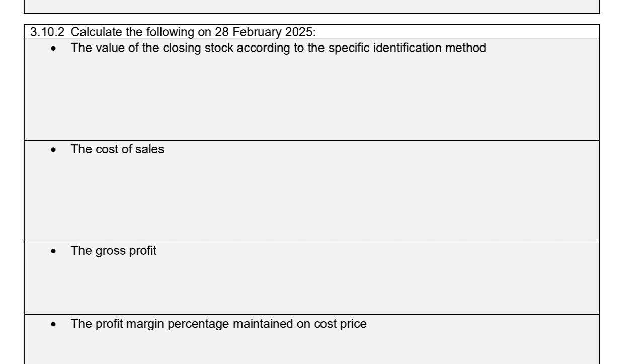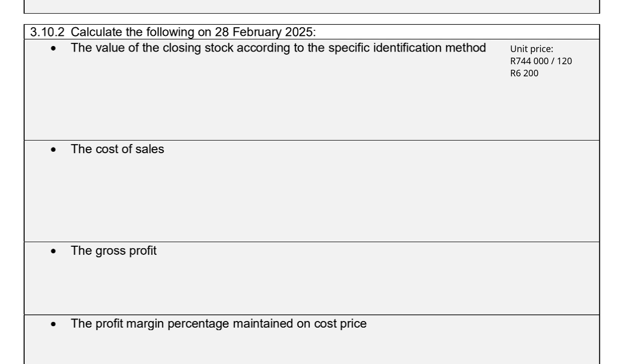3.10.2 Calculate the following on 28 February 2025. The value of the closing stock according to the specific identification method. So if we go to information 1, we first need to calculate the cost price per unit for our opening stock. So we know that we had a total of 744,000 Rand and we purchased 120 units. So 744,000 Rand divided by 120 will give you 6,200 Rand per unit.